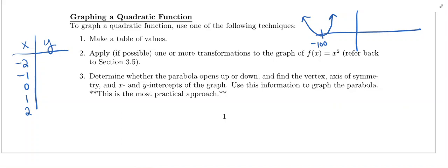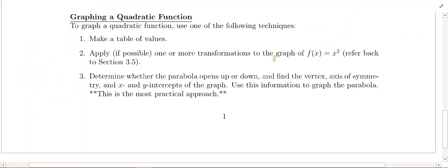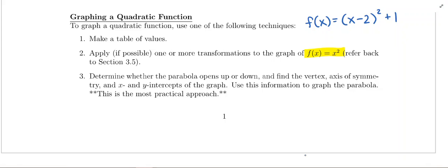All right, let's talk about the next procedure you could use. In number 2, it says you could apply, if possible, one or more transformations to the graph of f of x equals x squared. Refer back to section 3.5. In section 3.5, we learned various rules of transformations to a parent function. Since we're dealing with a quadratic function, your parent function would be the basic function x squared. So if you were given the quadratic function (x minus 2) squared plus 1, and you multiplied out the (x minus 2) squared, you could easily recognize this is a quadratic function, and since it's in a nice format, we could recognize the transformations here.